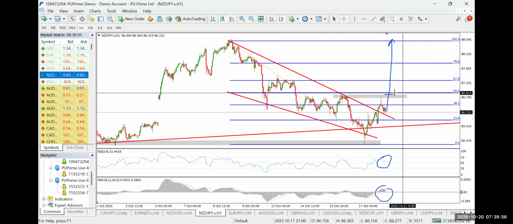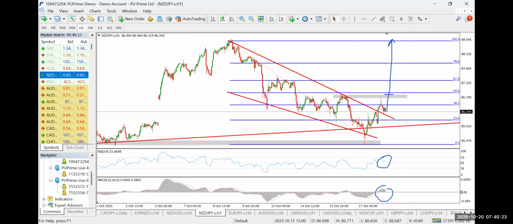And the profit potential on this will be to the tune of about 35 pips to Fibonacci 61.8 and about 90 pips to Fibonacci 176.8. That will be close to about 120 pips you can pick on this particular instrument. So we're bullish on the NZDJPY on 1 hour.